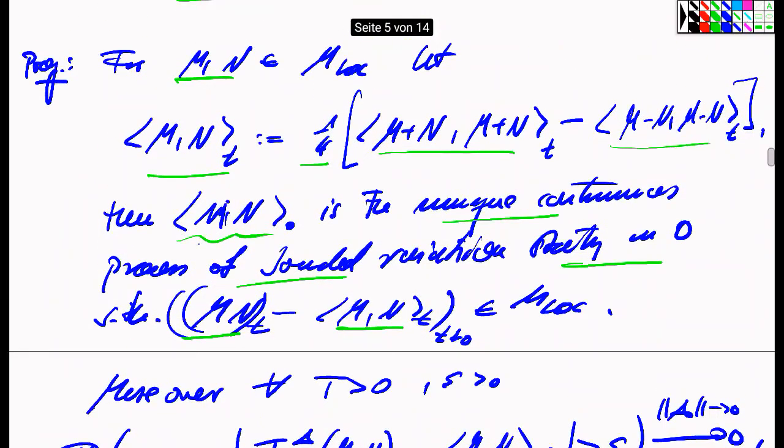This, in conclusion, means that for two local martingales, we have what we call the quadratic covariation process, or just the bracket process. And note that the bracket of two martingales or local martingales is not necessarily an increasing process, but by definition or by construction, it is still a process of bounded variation because it's a difference of two increasing processes.